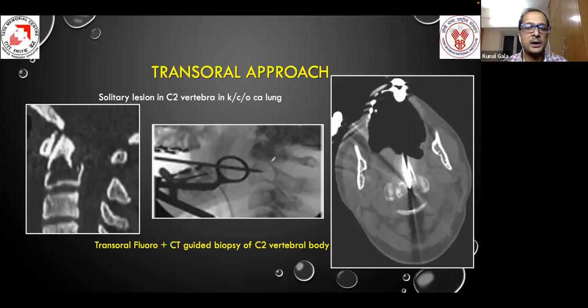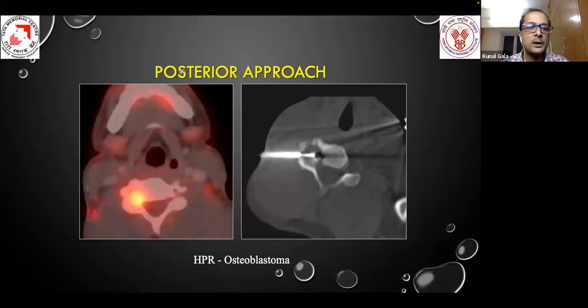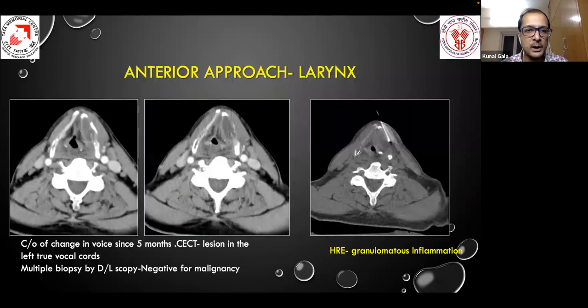So this is a lytic lesion, a solitary lytic lesion, which is located in the C2 anterior vertebral body, and a biopsy is taken from that via a transoral approach. So this is a lytic lesion which is located in the posterior aspect. One can perform a biopsy via a posterior approach, and this turned out to be an osteoblastoma.